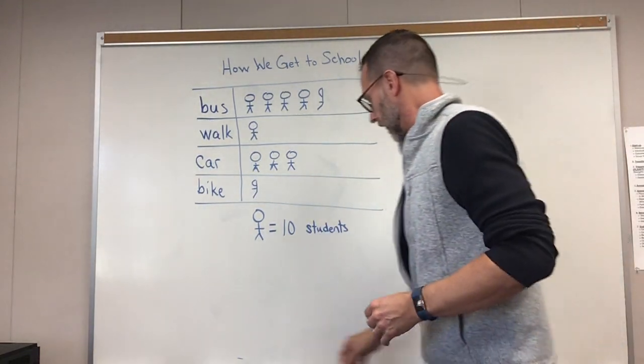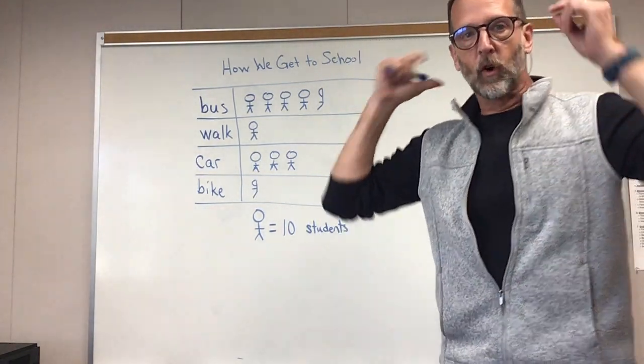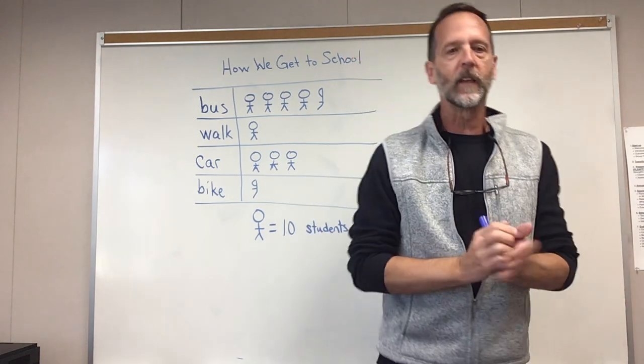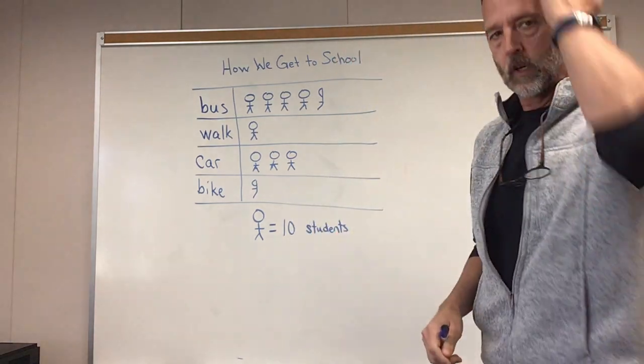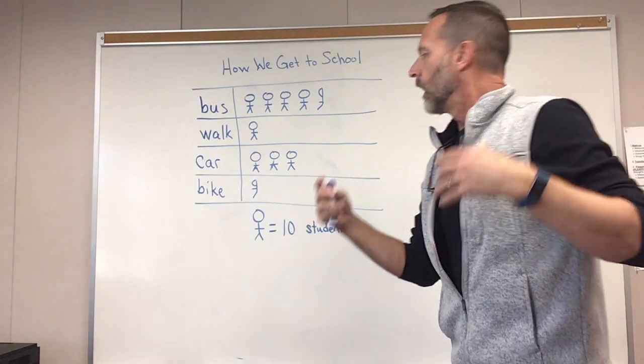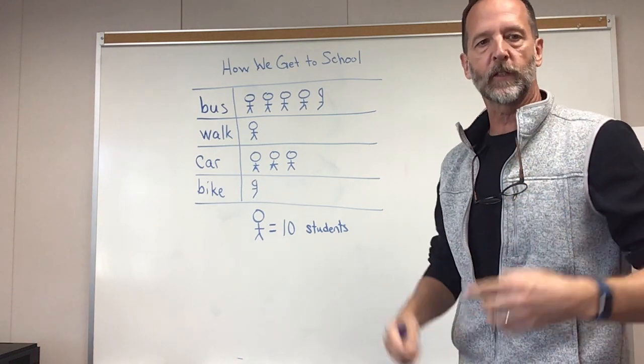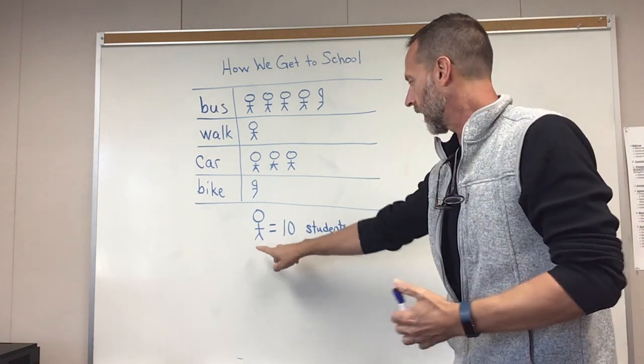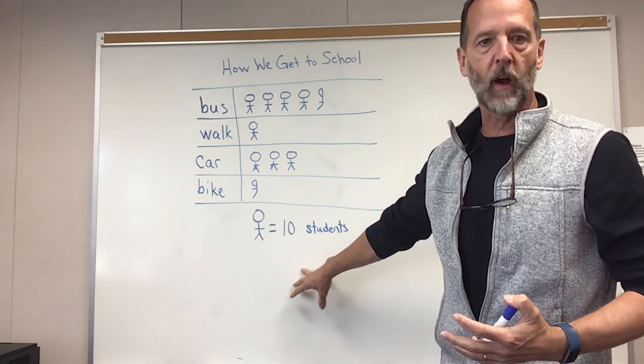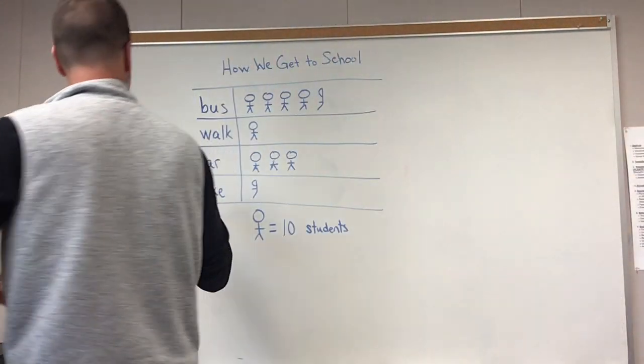Hey, gang. Let's talk about pictographs. A pictograph is a graph that uses a picture to represent the data. One of the first things you want to always do on a pictograph is find what we call the key. It's usually going to be at the bottom of the pictograph, and it will usually say key. I realize that mine doesn't.